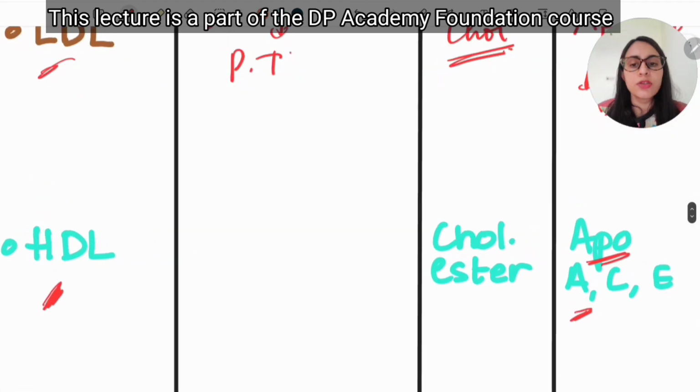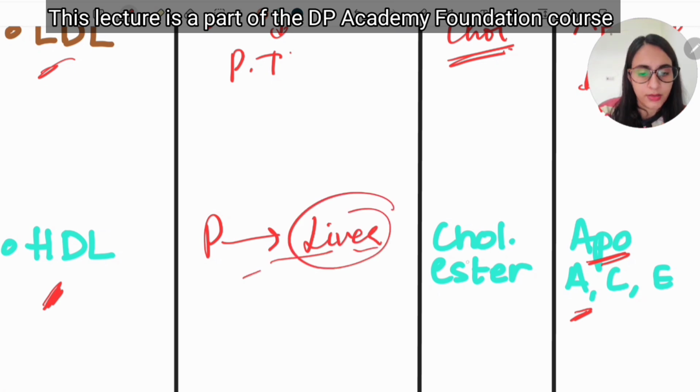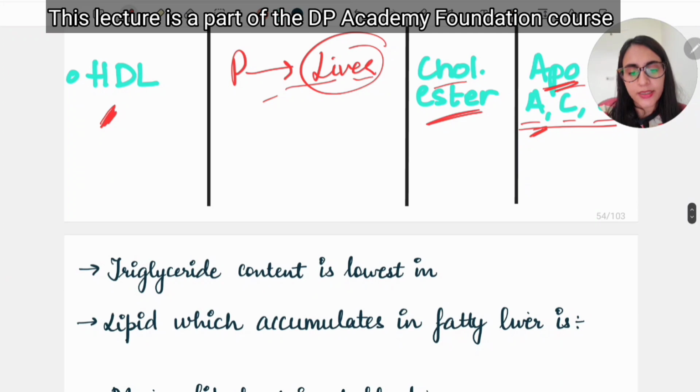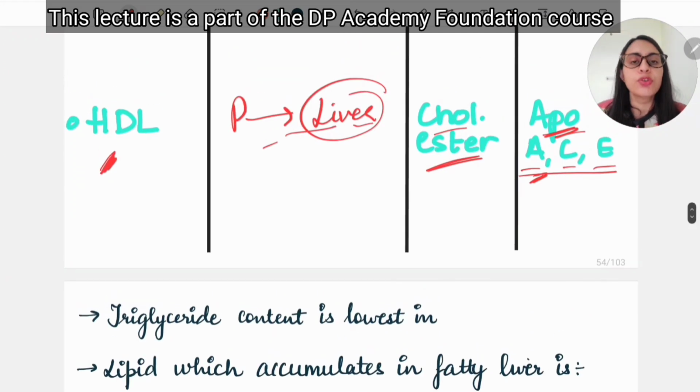And HDL, which is a good fat, goes from the peripheral tissues to the liver for oxidation. So it is a good fat, and the fat is cholesterol esters, and the protein is ApoA, C and E, which is frequently asked. Triglyceride content is lowest in, as I told you, the good fat.